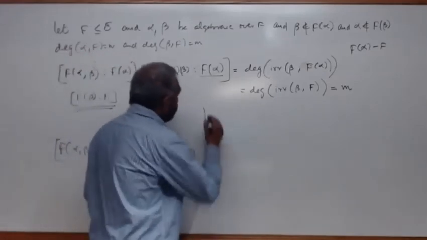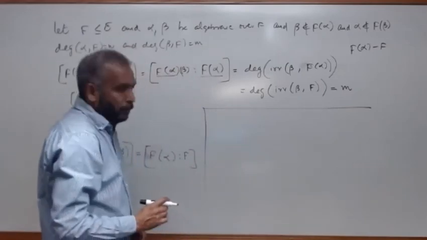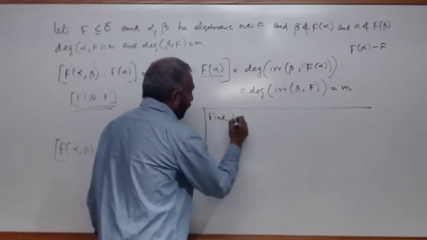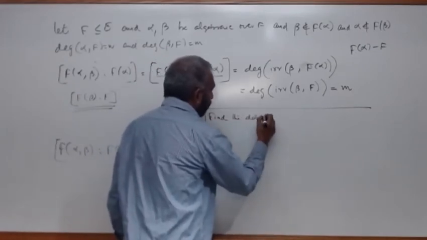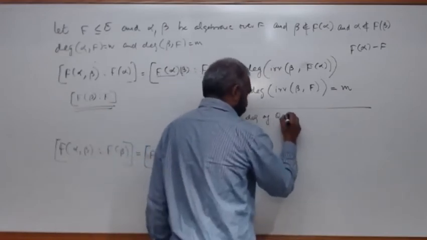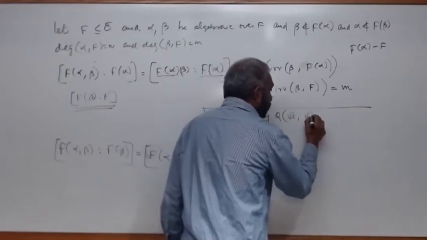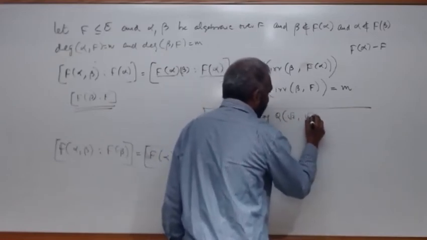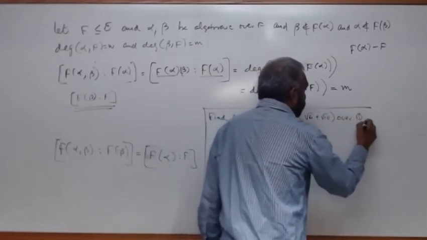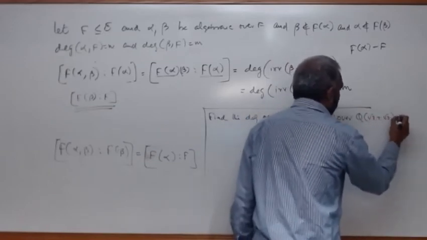We'll use this result in one problem. Find the degree of Q of root 2 comma root 6 plus root 10 over Q of root 3 plus root 5.